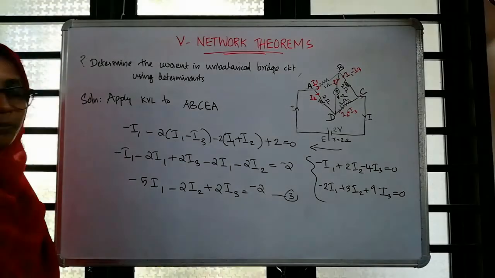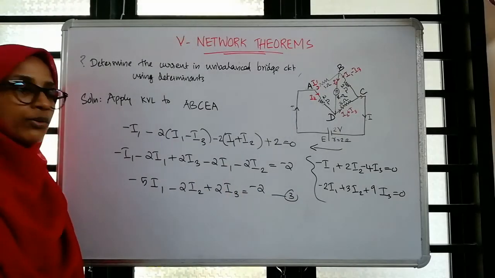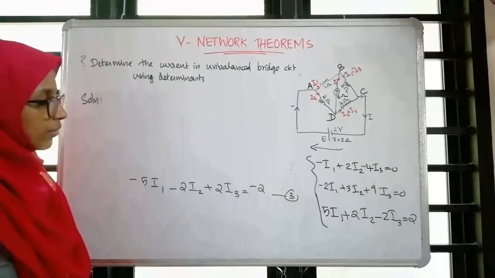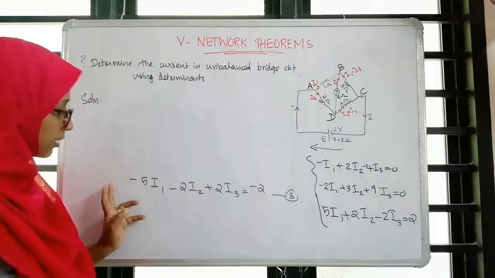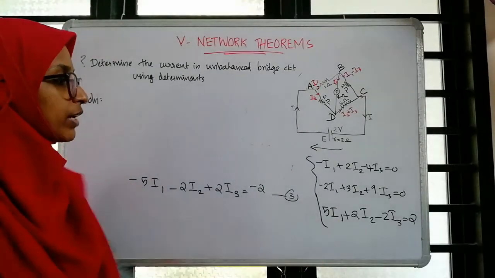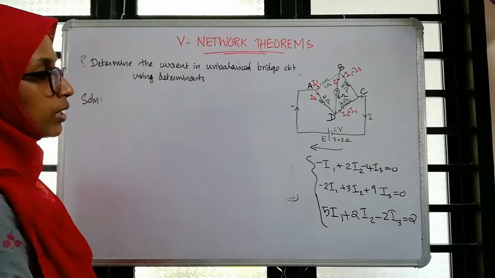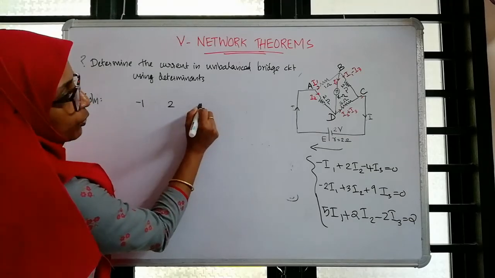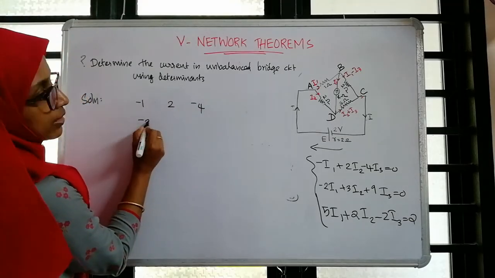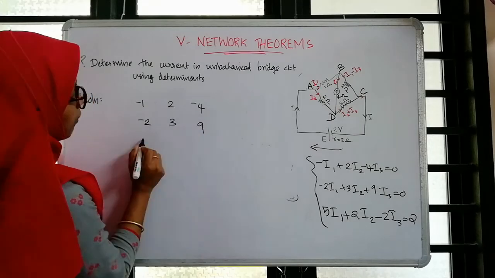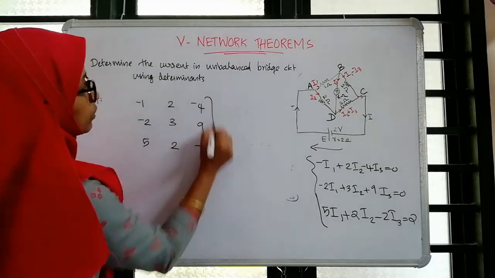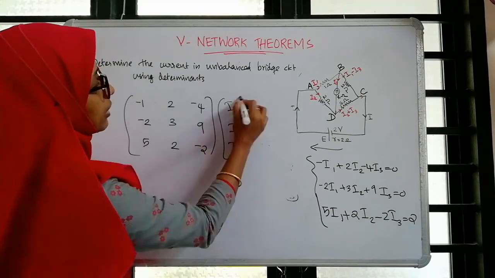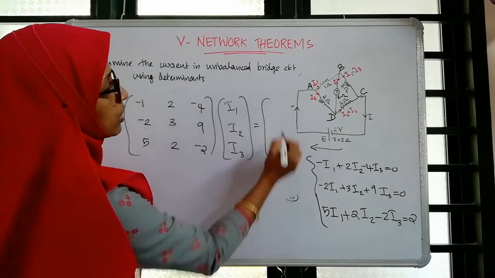From this we can find the determinant form and solve using the simultaneous equation method with Cramer's rule. We can change this equation by multiplying with a negative sign, like this: 5 I1 plus 2 I2 minus 2 I3 equal to 2. Then I am going to write it in determinant form: minus 1, 2, minus 4, minus 2, 3, 9, 5, 2, minus 2, into the unknowns I1, I2, I3, the current components which you have to find, equal to 0, 0, 2.